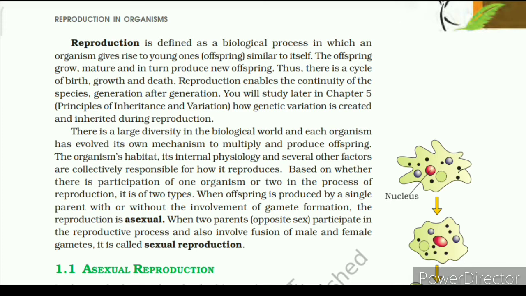Based on whether there is participation of one organism or two in the process of reproduction, there are two types. When an organism is reproduced by a single parent or without the involvement of gamete formation, the reproduction is asexual. When two parents participate in the reproductive process and also involve fusion of male and female gametes, it is called sexual reproduction.